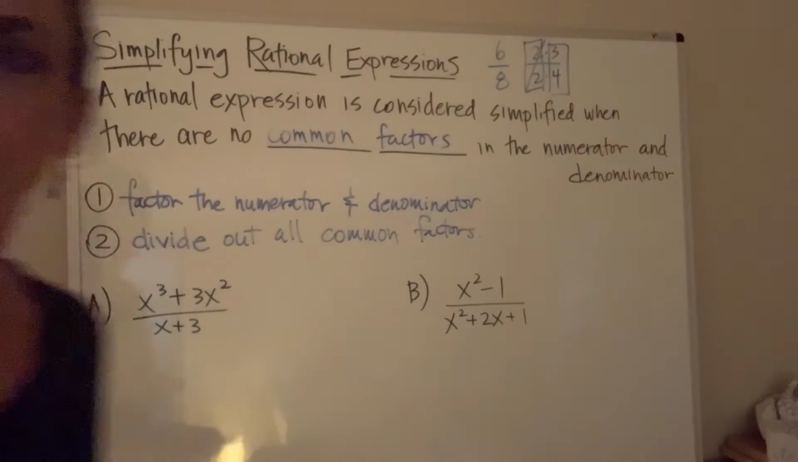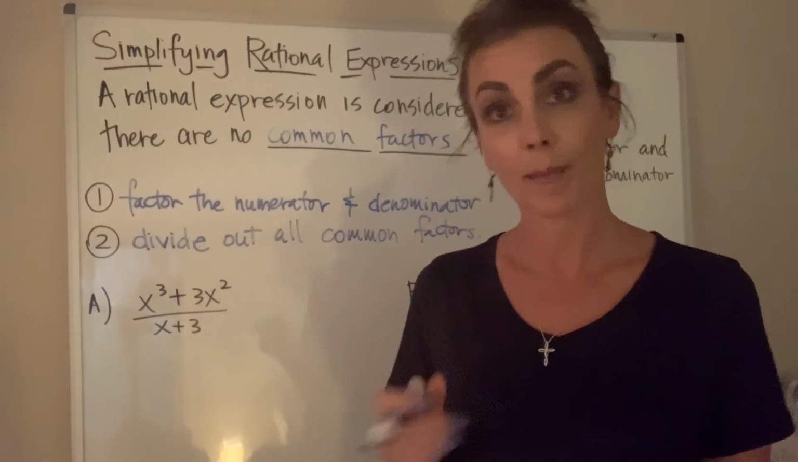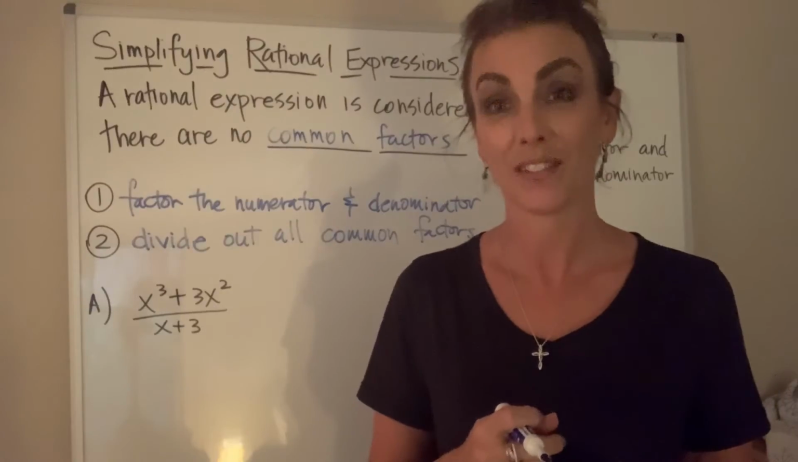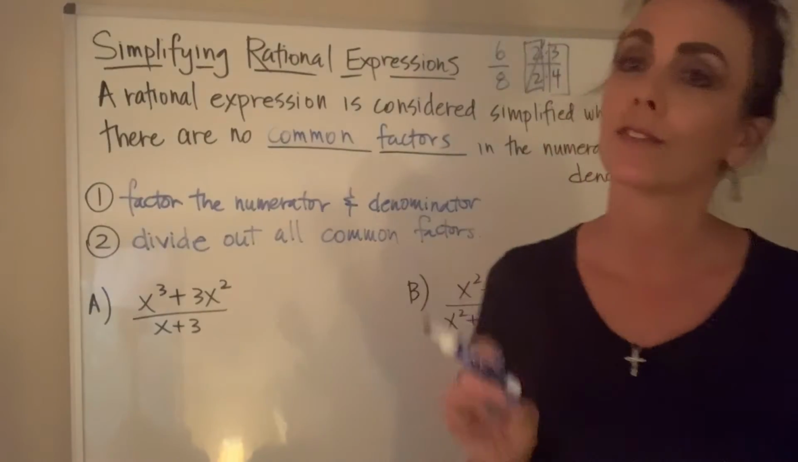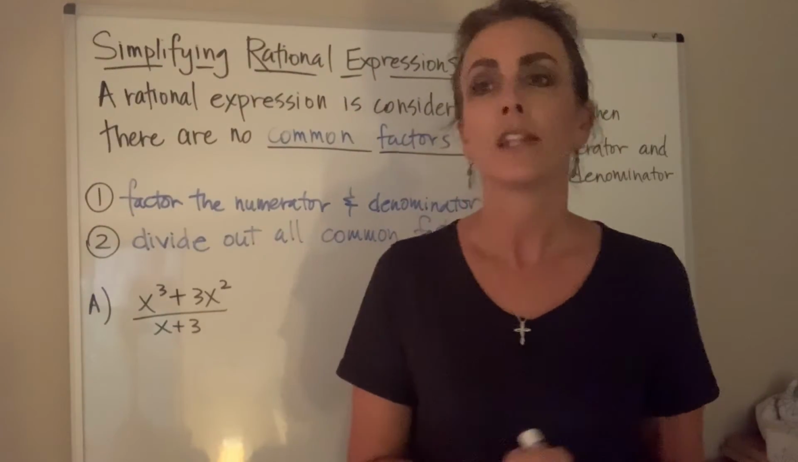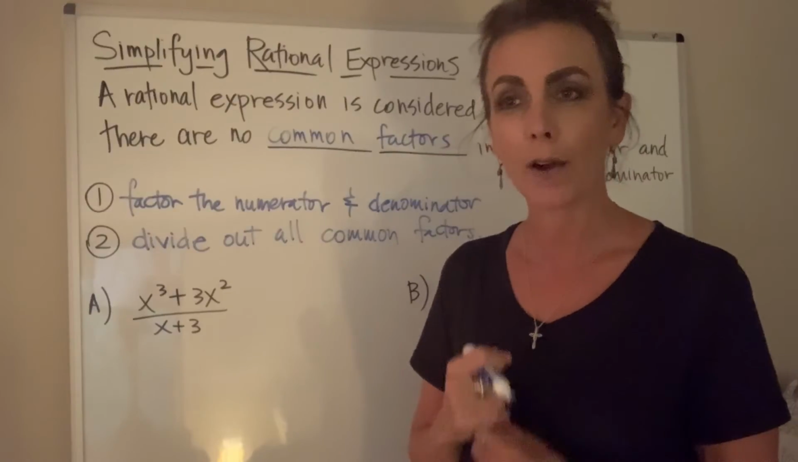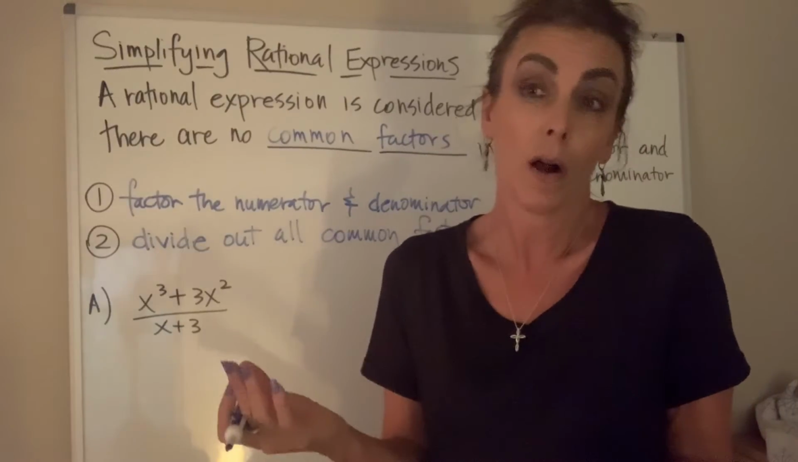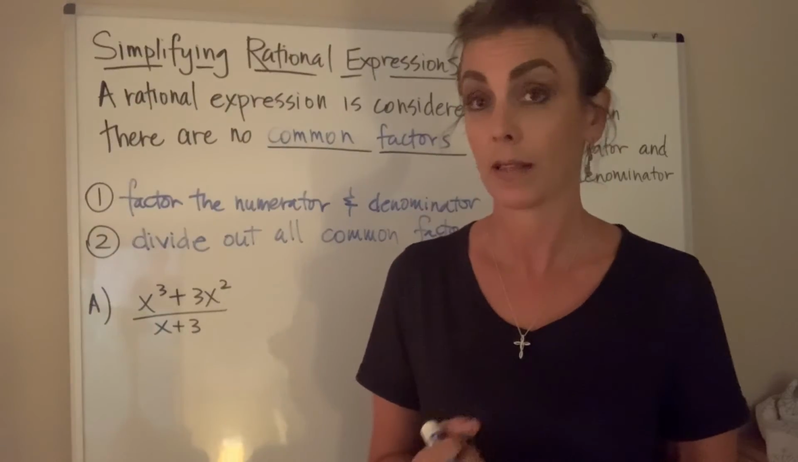Okay. So here's our process. Let's factor numerator and denominator and find all the common factors and divide them out. All right, so let's start with this first example. I have x cubed plus 3x squared divided by x plus 3. So let's look at the numerator and decide, how does that factor? Does it factor at all? Sometimes you'll have things that do factor and sometimes you won't have anything that factors.